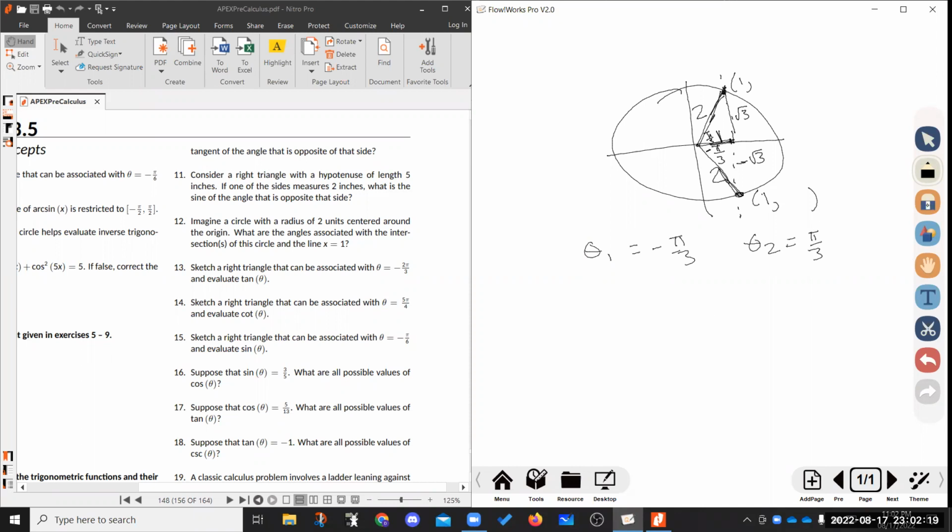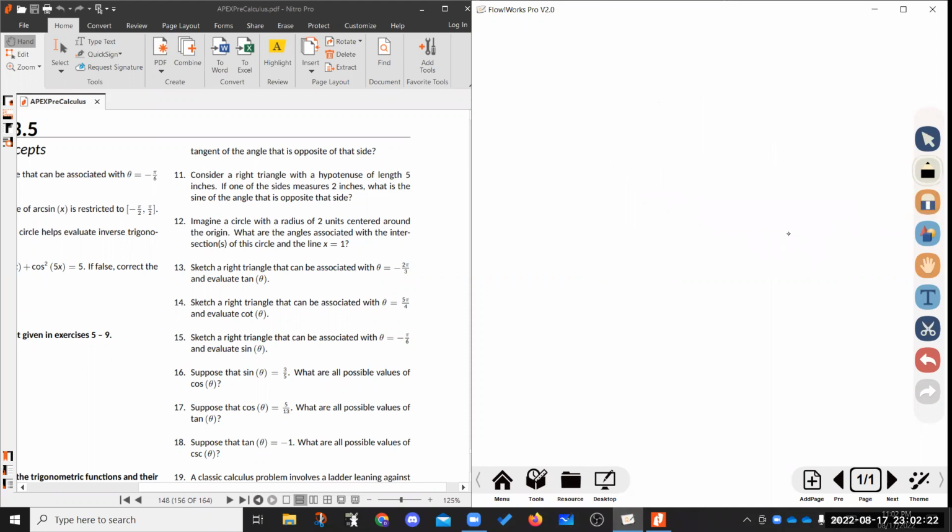Discuss the right triangle that can be associated with theta equals -2pi/3. So that's going to be over here with a reference angle of 60 degrees, or pi/3. We're going to be down here in quadrant 3. So we're going to have a -x and a -y. This is going to be -√3. This is going to be -1, and this is going to be 2. So that's how I would draw that.